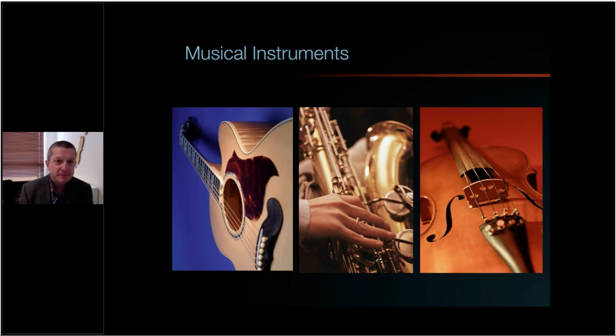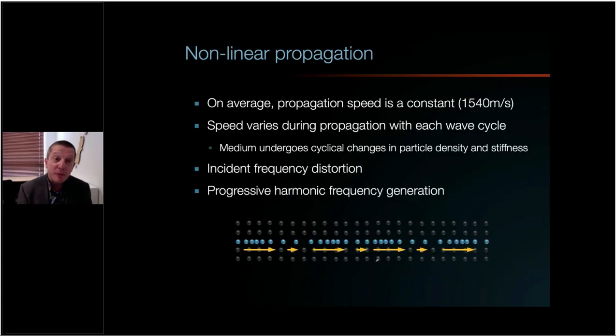as well. Now, before we can talk about harmonics, we need to explain the concept of nonlinear propagation. Now, we know that on average, the propagation speed of sound is constant throughout soft tissues at about 1540 meters per second, plus or minus about 5% variation. Now, we do know that the speed of sound varies within the actual compression and rarefaction part of each cycle.